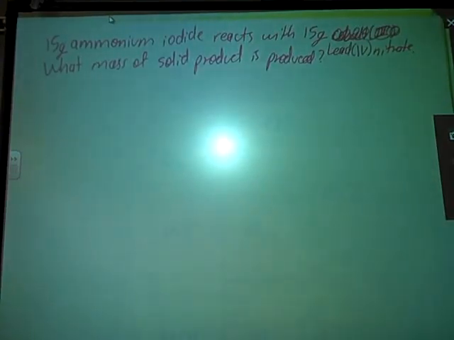Right, as promised, on to the possibility of an excess reagent. Sorry, my camera is a little crooked. So this problem, notice, gives us two masses to start with. 15 grams ammonium iodide reacts with 15 grams lead 4 nitrate. And they asked us what mass of solid is produced.